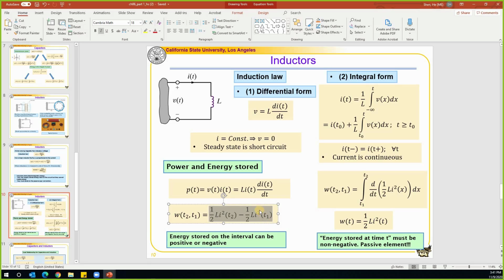If you know the energy stored at time 0 is equal to 0, the energy will always be 1/2 L times i squared at time t, which is given here. Since both capacitors and inductors are passive elements, they cannot create energy. So if we calculate the energy stored at a certain time, there should always be a non-negative number. So in your calculation, if you find the energy stored in the device is a negative number, it means there's something wrong.